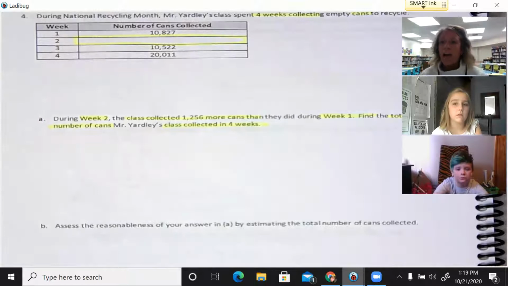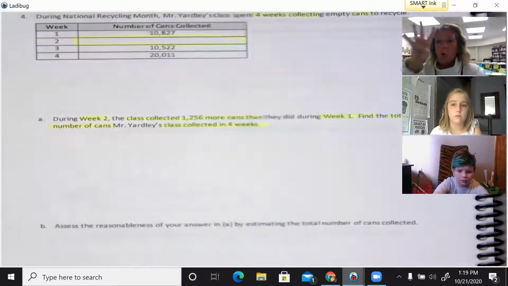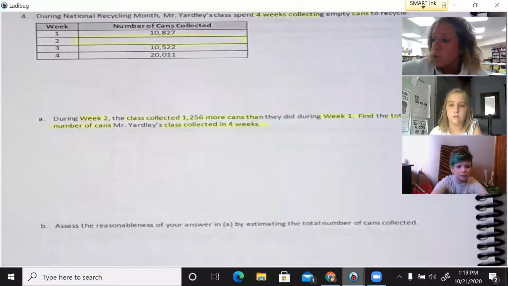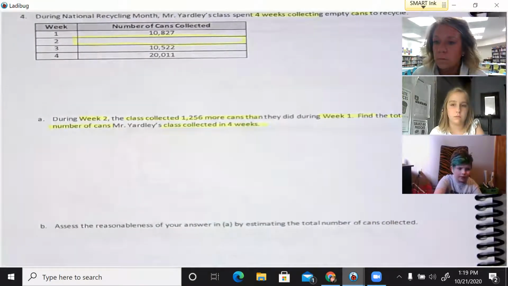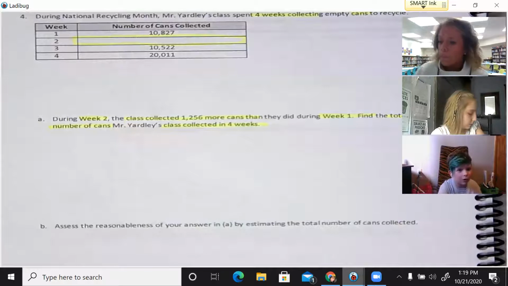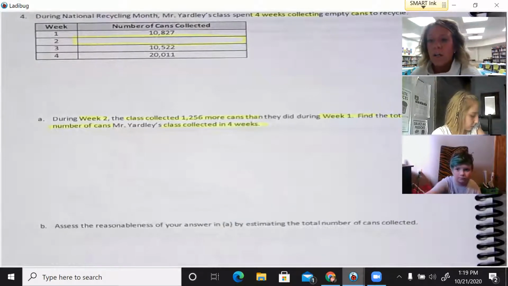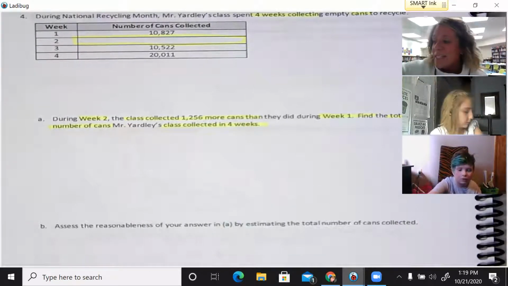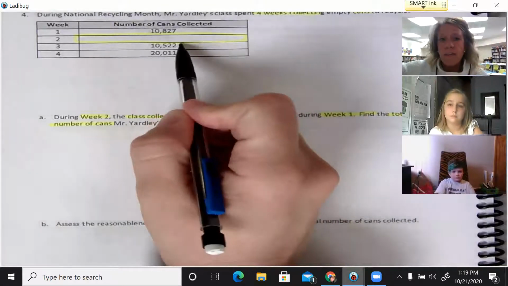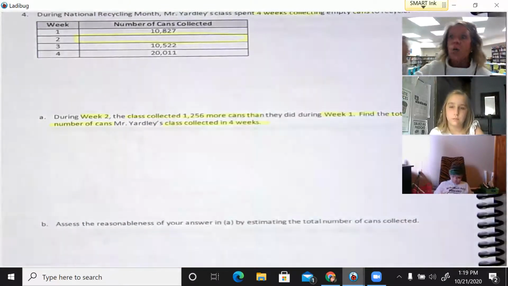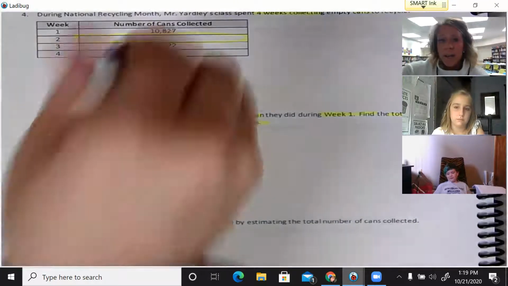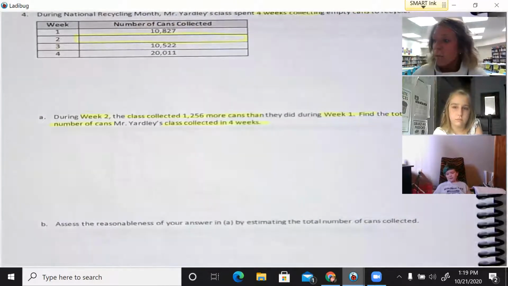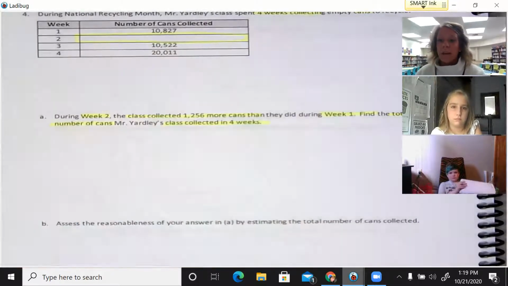So how are you going to figure out how many cans are collected in all 4 weeks? Here's week 1. We have to add the amount of all the weeks together. Very good. So our ultimate goal is to add all 4 of these numbers together. Now we're going to take a step back and say, well, as this chart is, I can't do that because week 2 is missing.